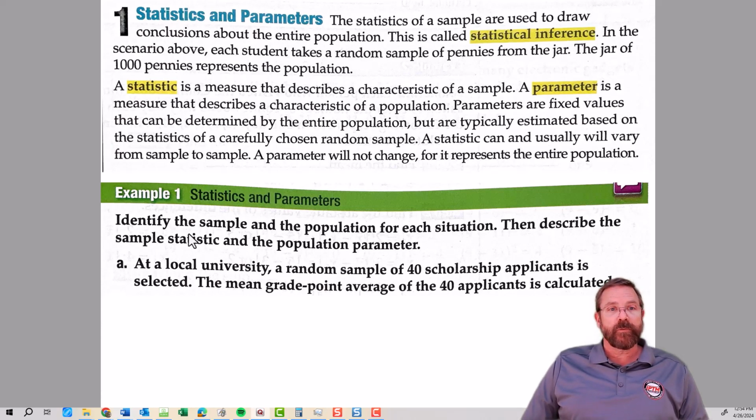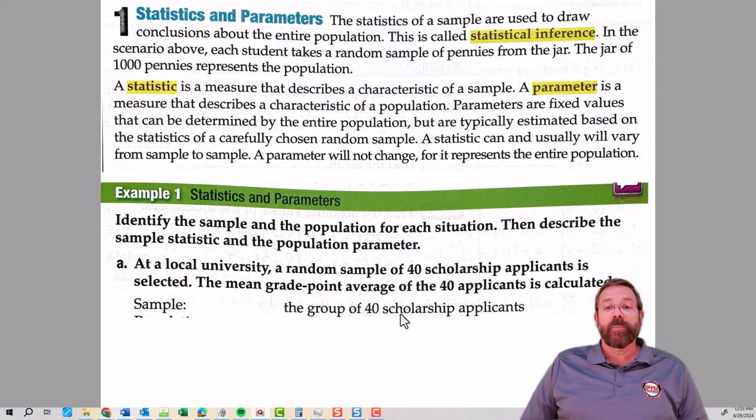For this problem, it says, identify the sample and the population of each situation. Then describe the sample statistic and the population parameter. So at a local university, a random sample of 40 scholarship applicants is selected. The mean grade point average of the 40 applicants is then calculated. All right, so that's given to us. The sample is going to be the 40 scholarship applicants. That's how many are going to be pulled out. From there, the population is all of the applicants.